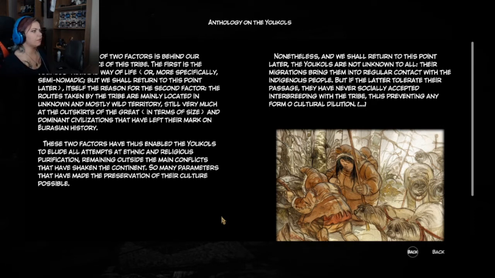Itself the reason for the second factor, the routes taken by the tribe are mainly located in unknown and mostly wild territory, still very much at the outskirts of the great and dominant civilizations that have left their mark on Eurasian history. These two factors have thus enabled the Yukols to elude all attempts at ethnic and religious purification, remaining outside the main conflicts that have shaken the continent.